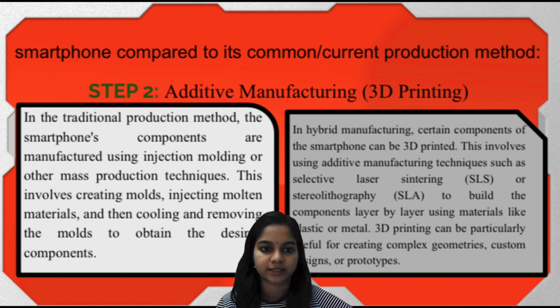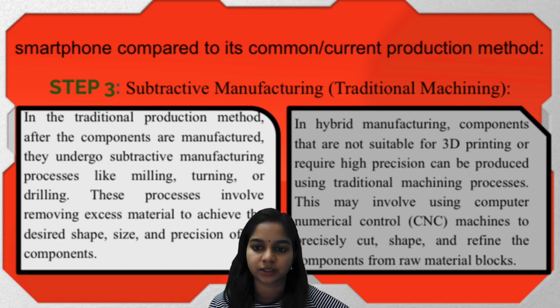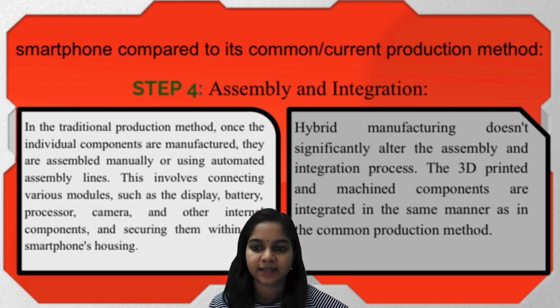The electronic product is divided into components. This additive process allows for complex geometries, customization, and rapid prototyping. Next is step 3, the traditional machining process. In the hybrid manufacturing approach, use CNC, which is computer numerical control machines. Next is step 4, assembly and integration, once the additive and subtractive manufacturing steps are complete. The assembly process remains similar for both hybrid manufacturing and the current production method.